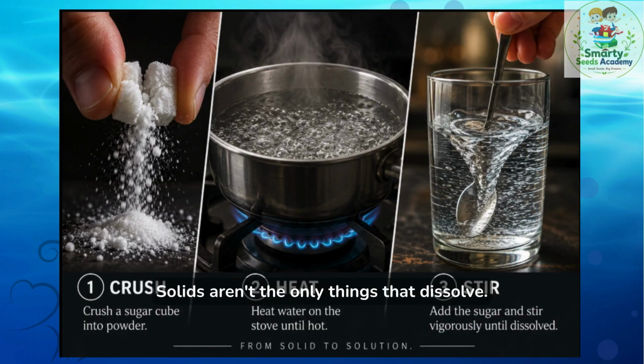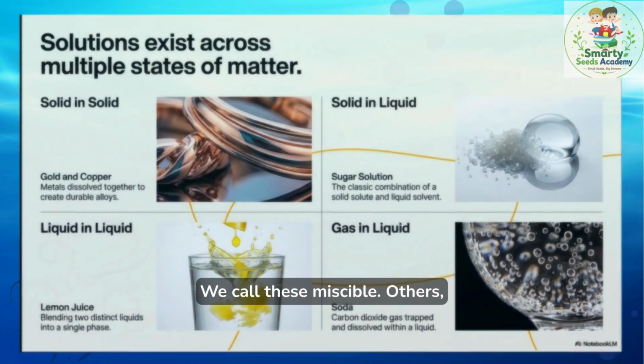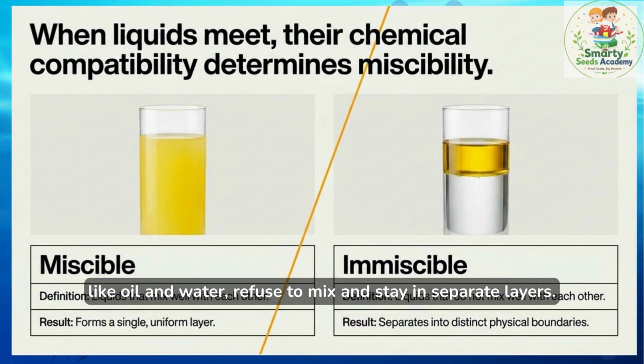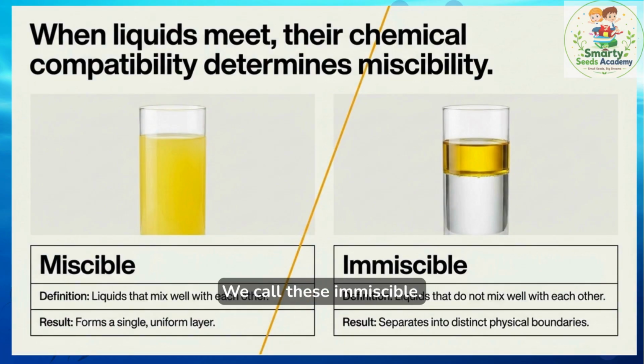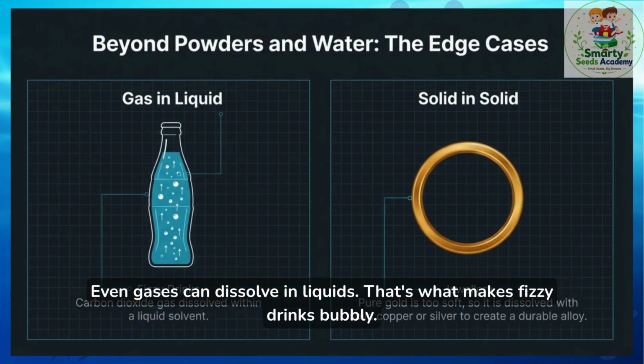Solids aren't the only things that dissolve. Some liquids mix perfectly, like lemon juice and water. We call these miscible. Others, like oil and water, refuse to mix and stay in separate layers. We call these immiscible. Even gases can dissolve in liquids. That's what makes fizzy drinks bubbly.